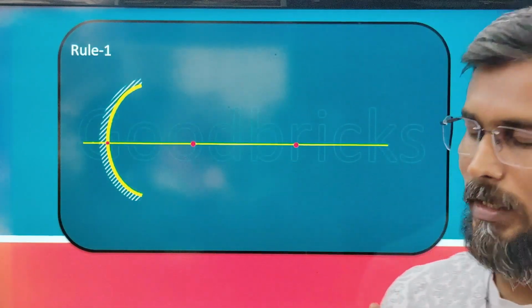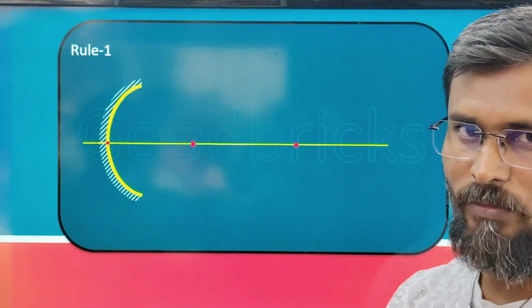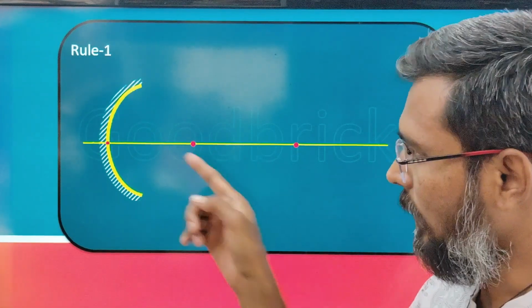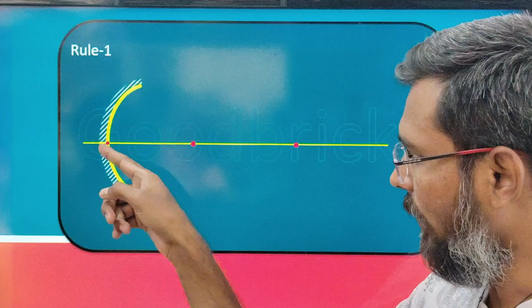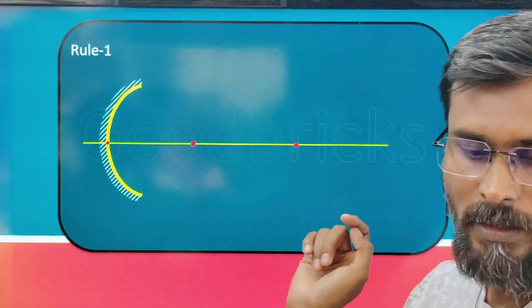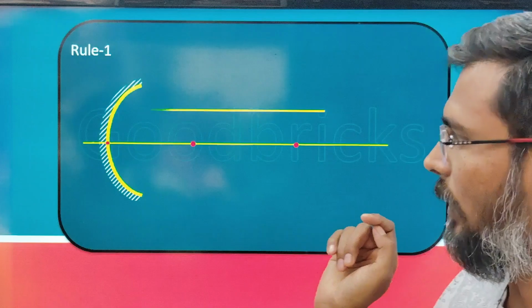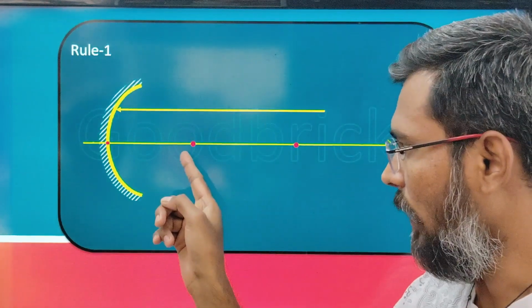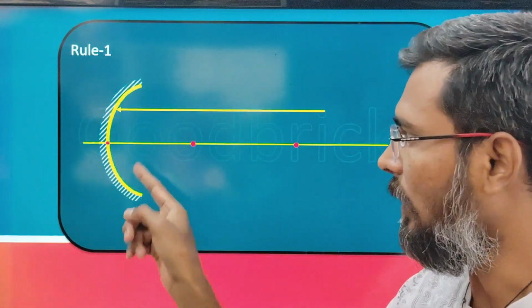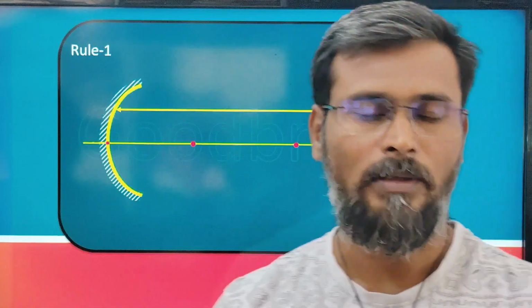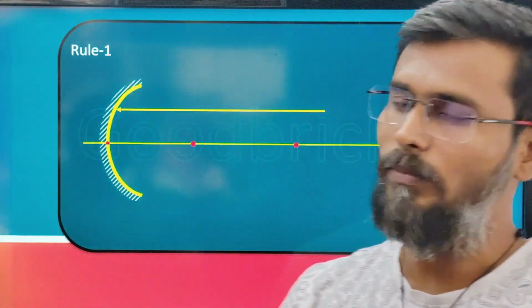So let us discuss rules to draw ray diagrams related to the concave mirror. See here on the screen, this is the concave mirror and this is the principal axis. If an incident ray which is parallel to the principal axis comes and hits the concave mirror, what happens? Does it go and sleep? No, it doesn't sleep.